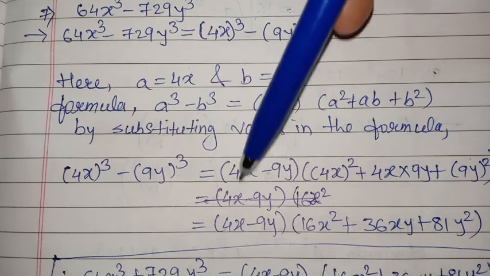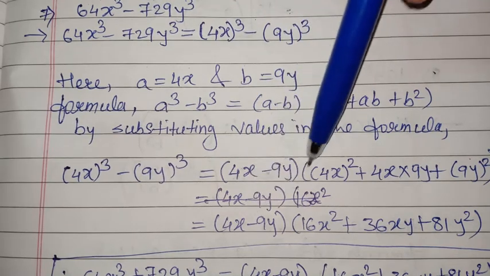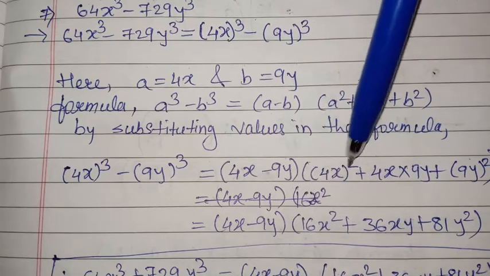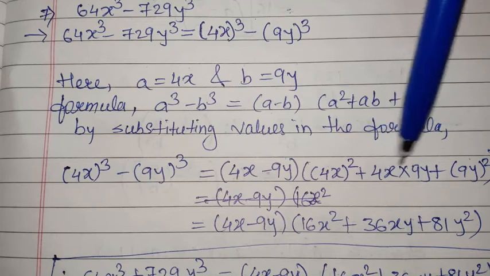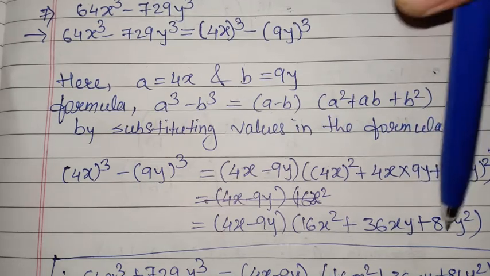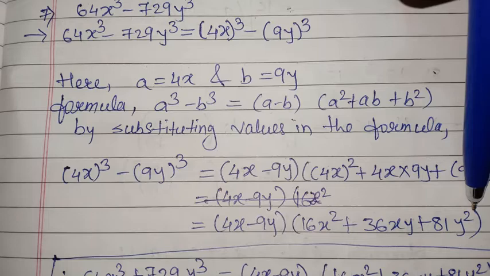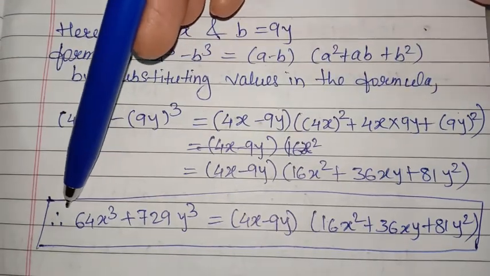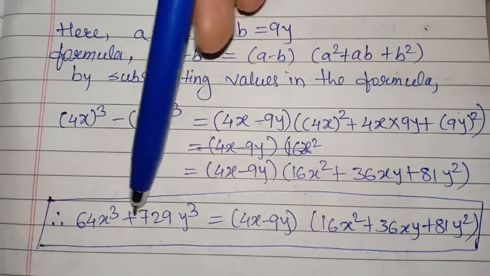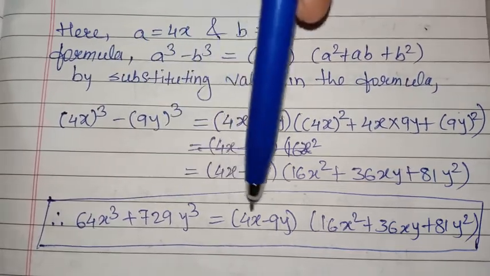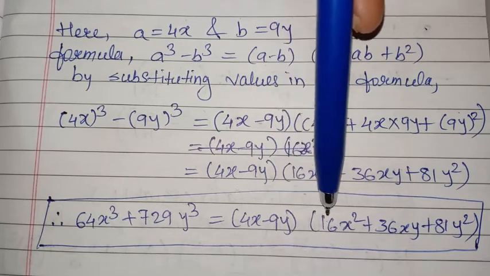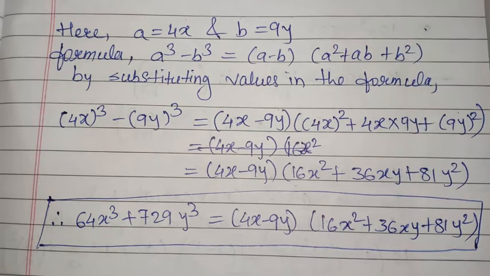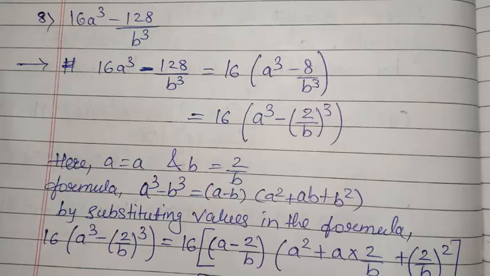Next step, write down the first bracket as it is and (4x) square means 16x square. 4 4s are 16 plus 4 9s are 36xy plus 9 9s, 9 square is 81. So 81y square. Now this solution you have to write down finally. Therefore 64x cube minus 729y cube is equal to (4x minus 9y) into (16x square plus 36xy plus 81y square).